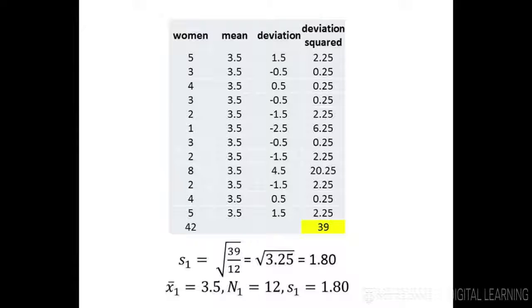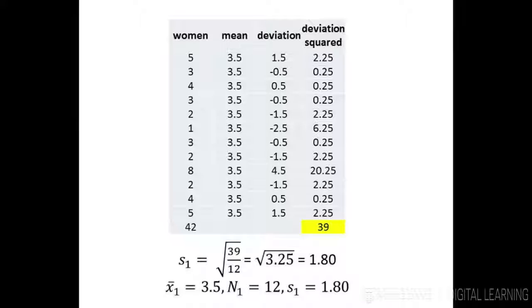If not, let's think really quickly about how I got this. I started with each data point, subtracted the mean to get the deviation, squared the deviation, and summed those deviations. That's how I got 39, the number in the yellow box. And then the standard deviation is simply that number, 39, divided by the number of women. That gave me 1.80. So if you didn't get that, pause for a second, go back and think through what you've done. But let's move on, assuming we got it, and see the standard deviation for men.